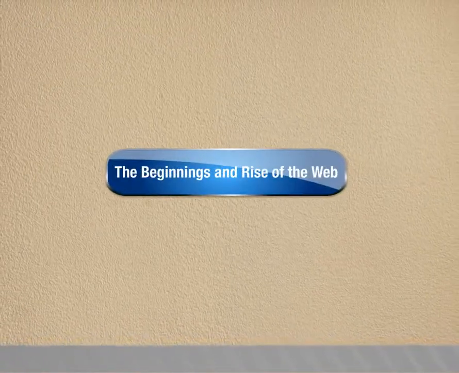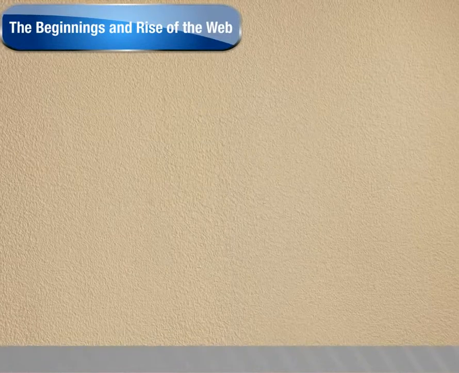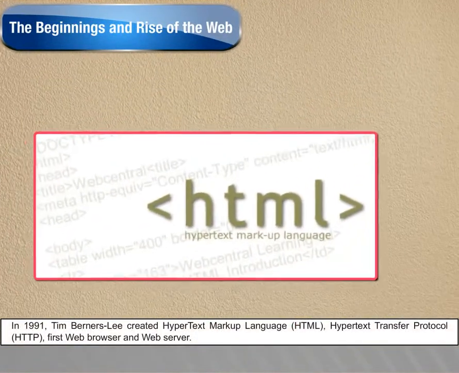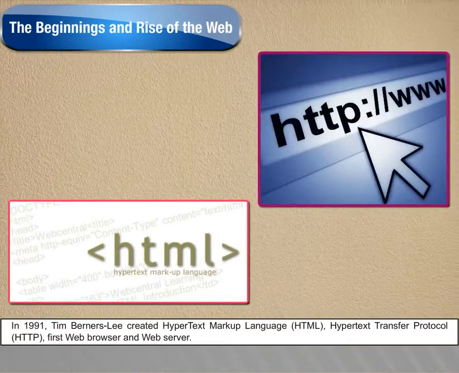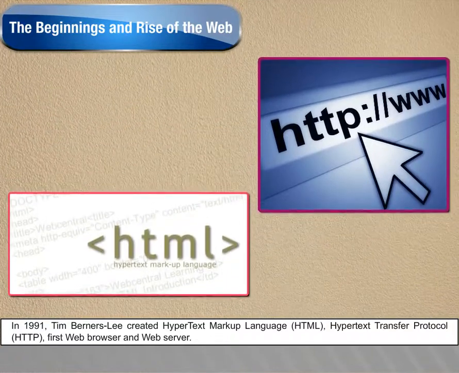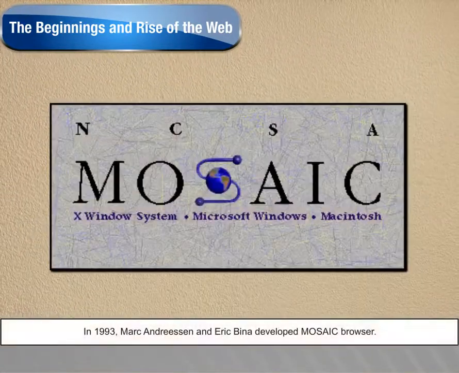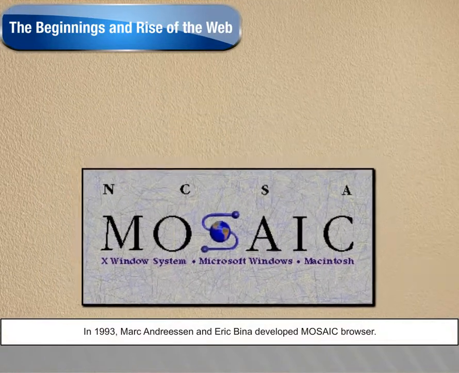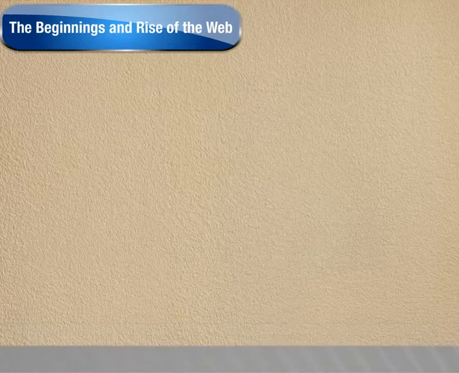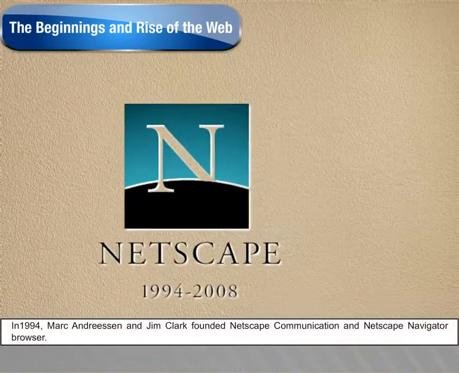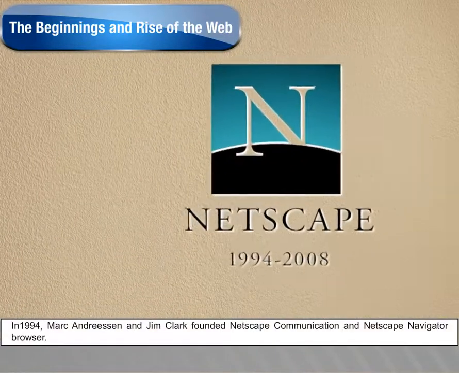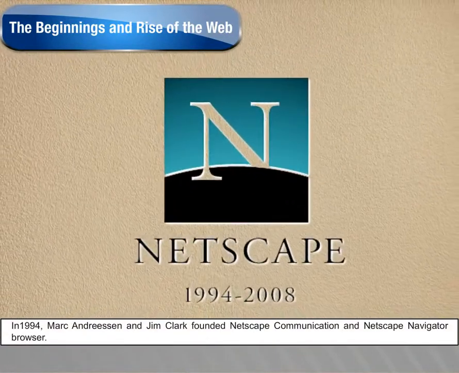The beginnings and rise of the web. In 1991, Tim Berners-Lee created Hypertext Markup Language, HTML, Hypertext Transfer Protocol, HTTP, the first web browser and web server. In 1993, Marc Andreessen and Eric Bina developed the Mosaic browser. In 1994, Marc Andreessen and Jim Clark founded Netscape Communications and the Netscape Navigator browser.